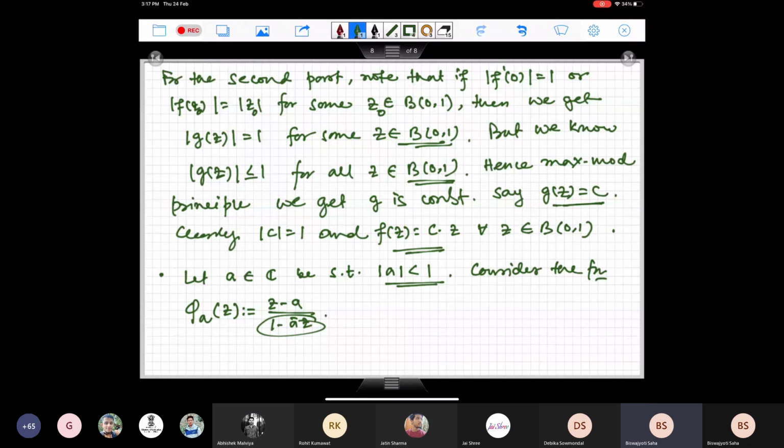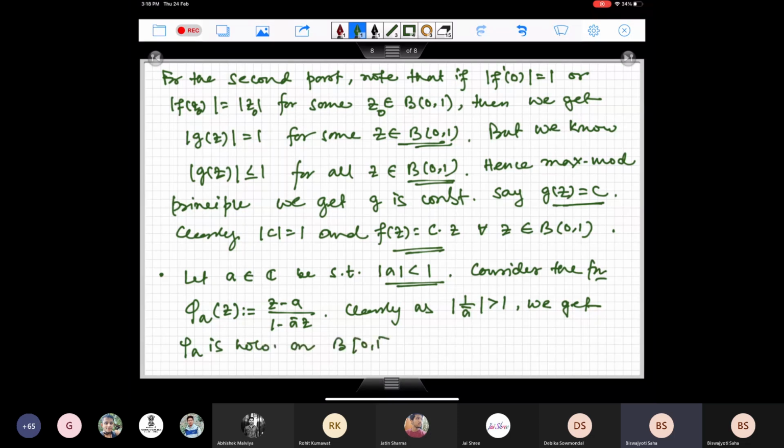So this phi a, clearly as mod of 1 over a bar is bigger than 1, is holomorphic on the closed ball B(0,1). That means on an open set containing this closed ball. And of course phi a vanishes at a only, this you have seen.